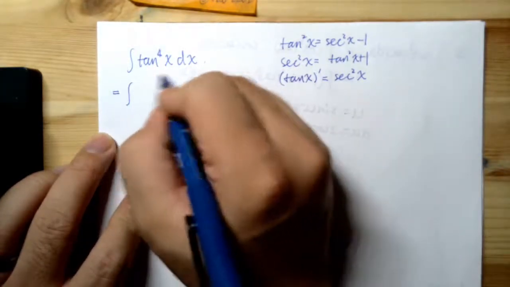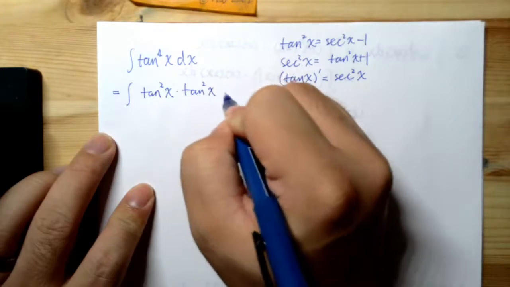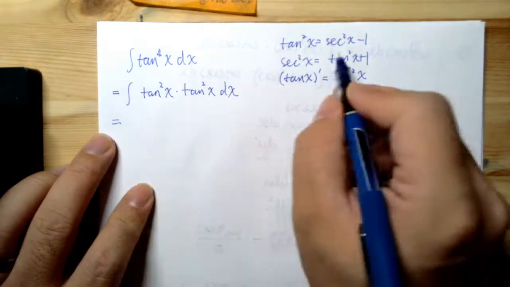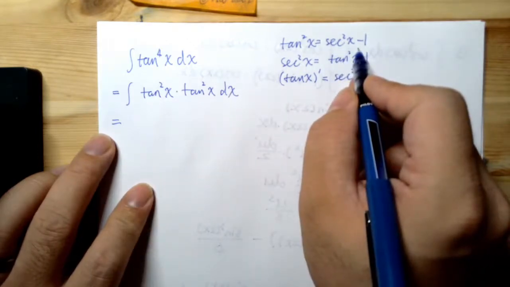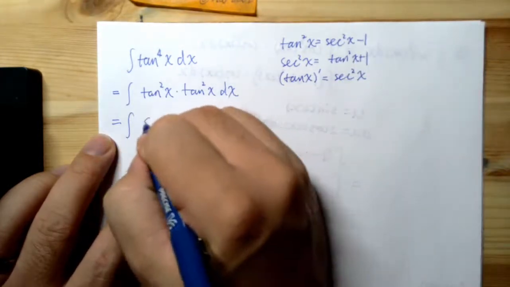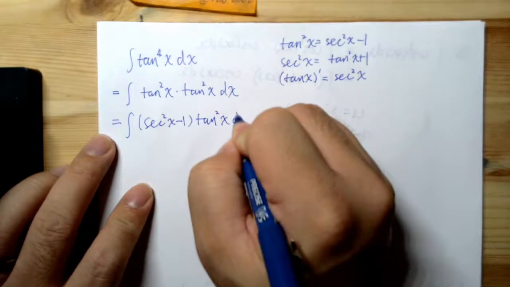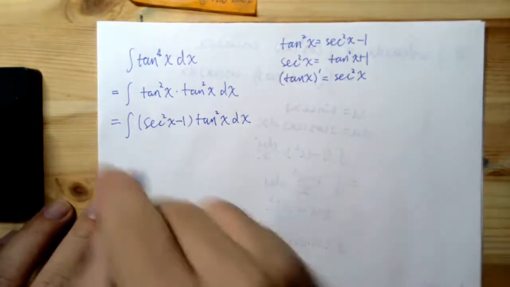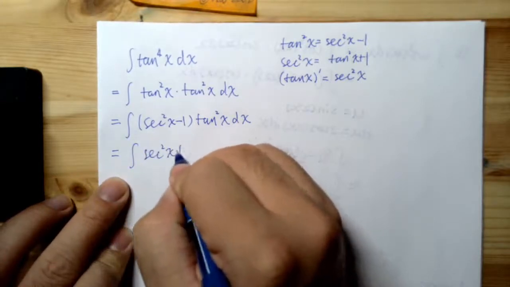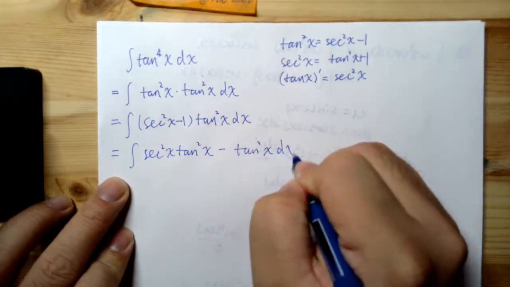So to work on this problem, the idea is, if we can split this into tan squared times tan squared, and noticing that we can use the first one to change tan squared in terms of secant squared and 1. So let's do that. So secant squared minus 1 times tan squared dx. Okay. And if we distribute it, you're going to have secant squared x tan squared x minus tan squared x dx.